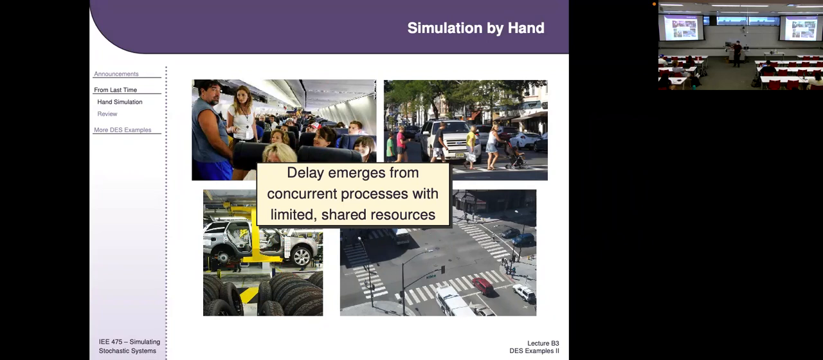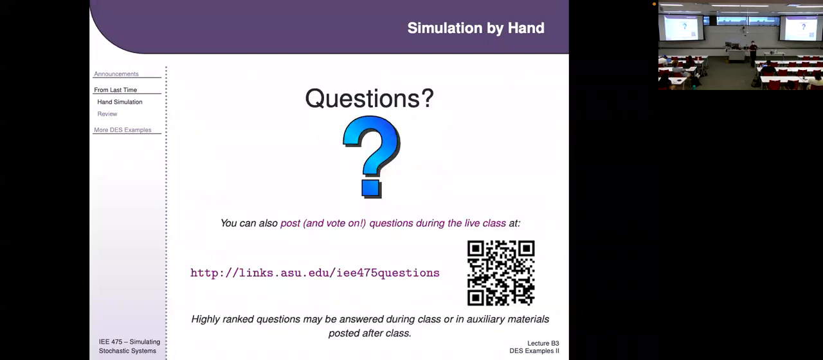If there were an infinite number of robots that could put the doors on the car, you would never have to wait. So it's the limited resources and the concurrent processes that generate delays. Okay, so is that clear by now?